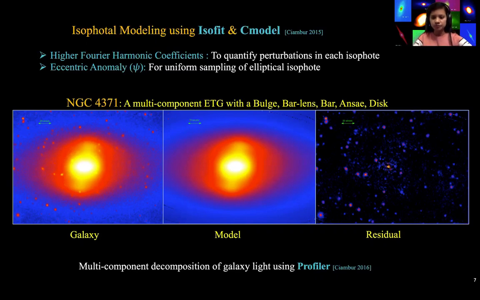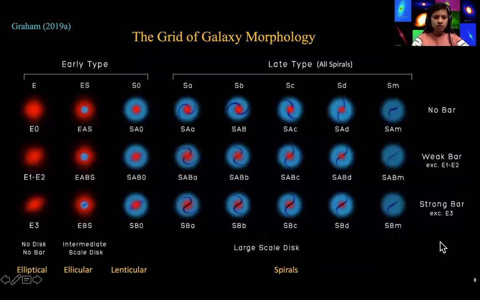Now, various morphologies of the galaxies in our sample can be summed up in this diagram. We have early type galaxies, which comprise elliptical galaxies, which are mostly spheroids, ellicular galaxies, which have intermediate scale rotating disks within their bulges, and lenticular galaxies, which have large scale disks extending out of their bulges, whereas late type galaxies comprise all kinds of spirals. Now I'll talk about the scaling relations we observed, starting with early type galaxies.